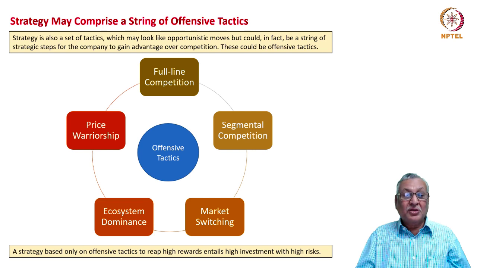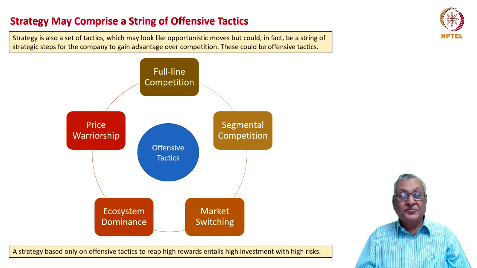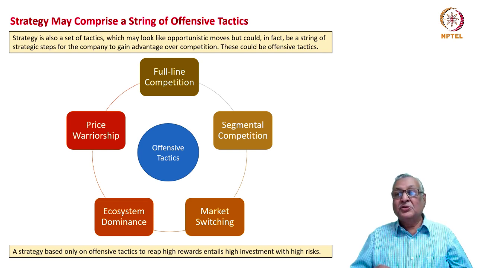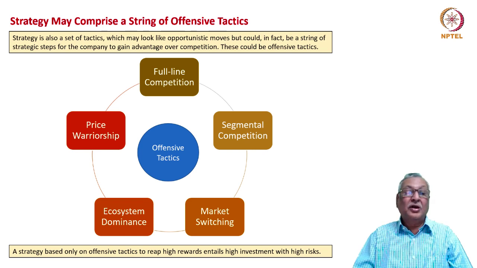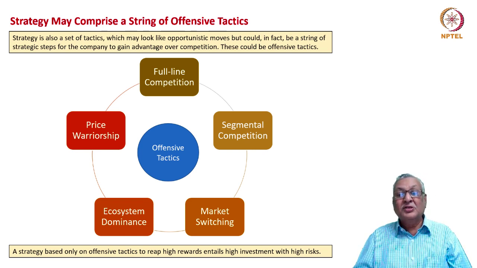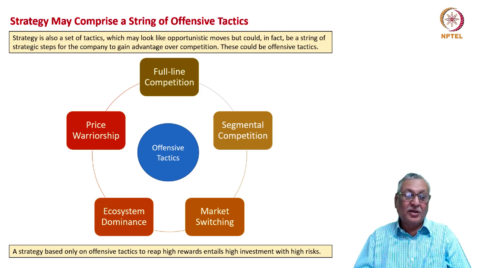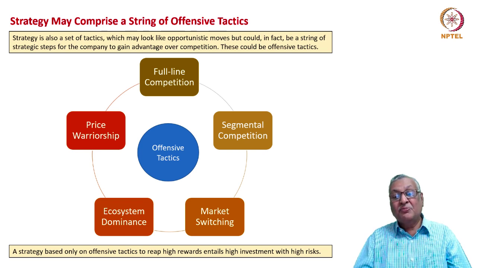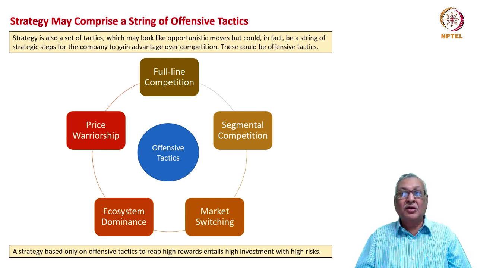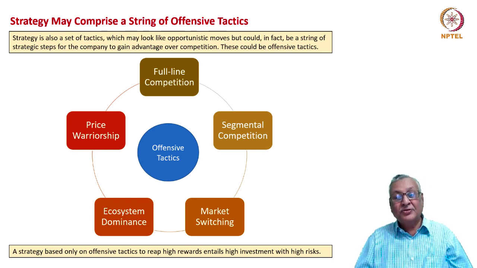Finally, ecosystem dominance and price warriorship are two of the other offensive tactics. Let us look at ecosystem dominance. That means that you have preferred vendors, preferred channels, preferred logistics providers. That means people give first preference to you. And that could be for whatever reason, because you have done things collaboratively with the vendors, suppliers, channel partners and logistics providers, or you have given them preferential pricing, higher demand opportunity, whatever it is. There is a special relationship which makes you a dominant player of the ecosystem. That is an offensive way of conducting your business.